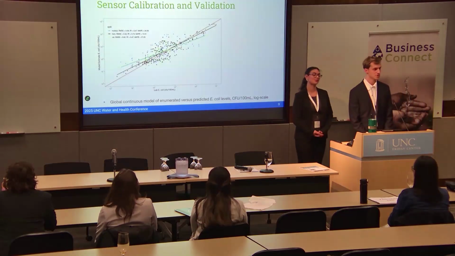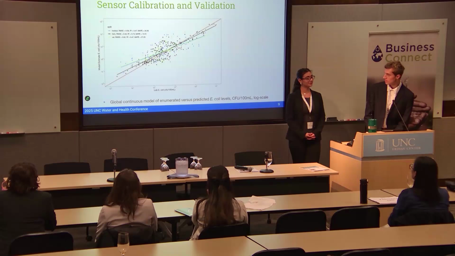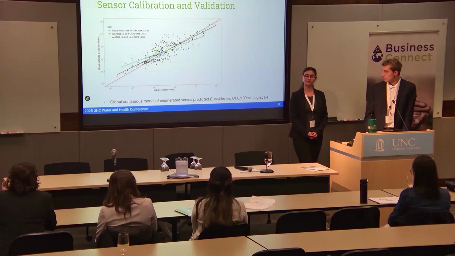Okay, so while this is very much a work in progress, we do have some pretty promising preliminary results to share today. This chart shows all of the enumerated lab samples that we've collected across all the deployments, as well as the output of our continuous machine learning model. This outputs specific down to the 1 colony forming unit per 100 milliliter units. And so far we see about 20% log scale error across the measurements.